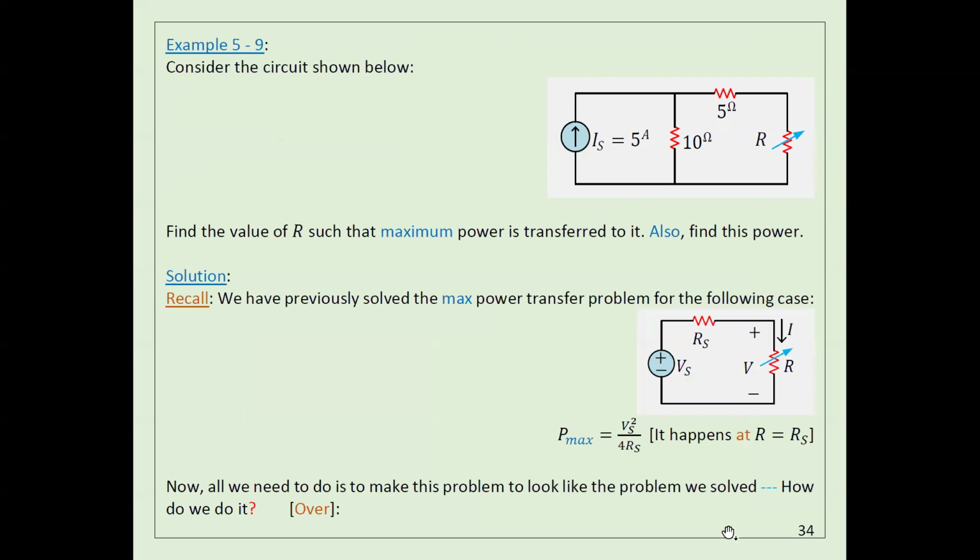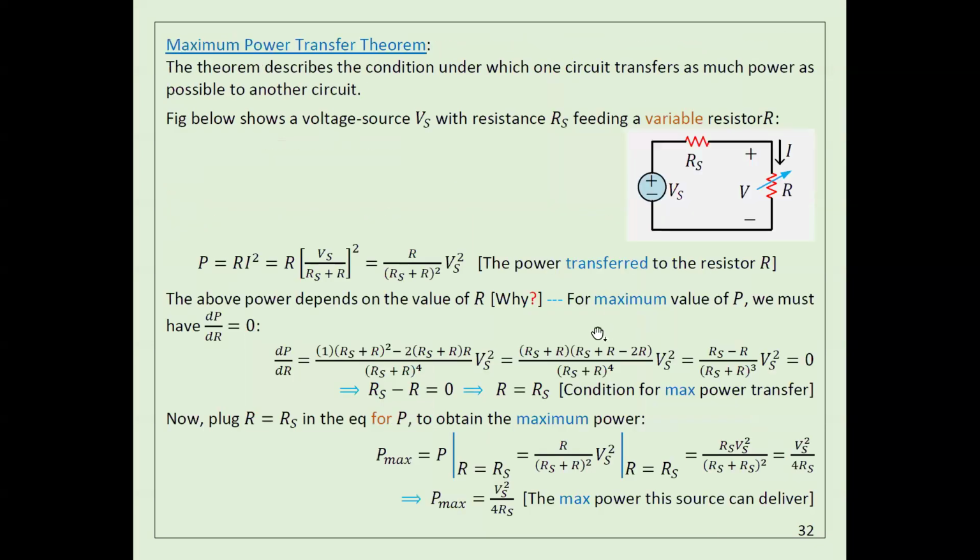Conclusion, before I go to this example. If you have a circuit like this one, with a voltage source and a resistance, and then you connect it to another resistance here, and you want this resistance to get the maximum power, then this resistance has to be equal to RS. That's number one. Number two, the maximum power is equal to Vs squared divided by 4RS.